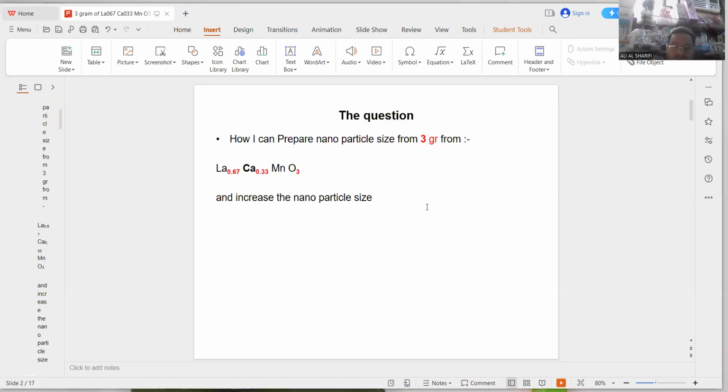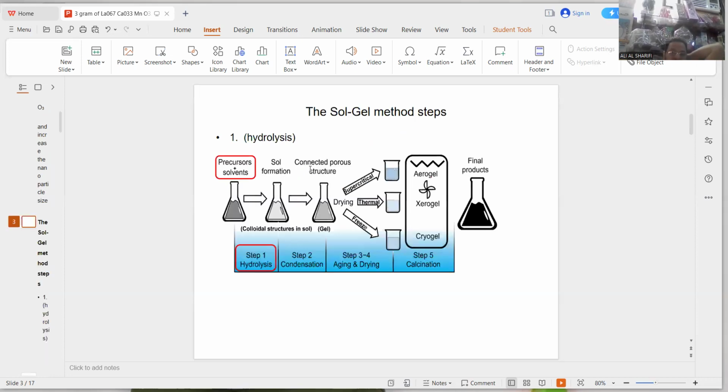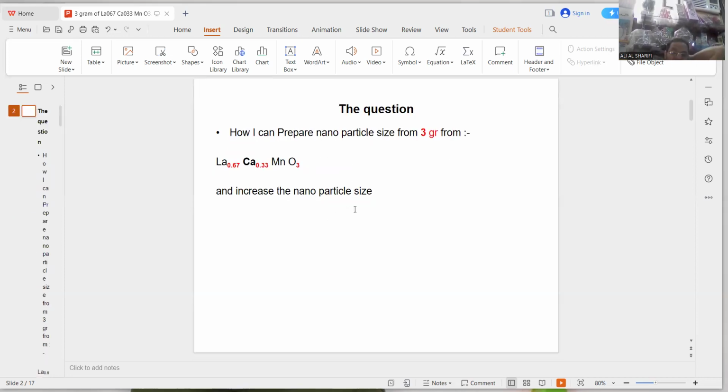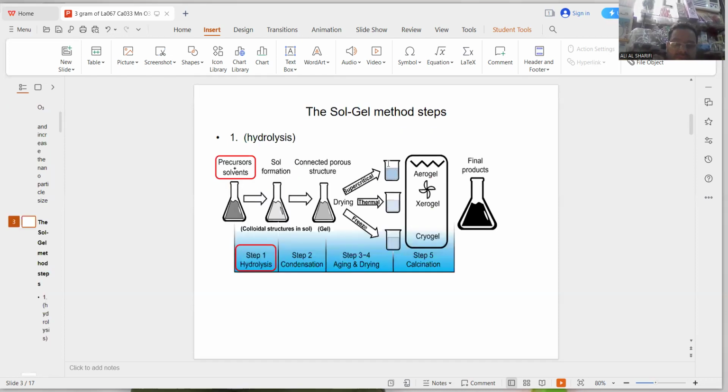Let's go to the next slide. The question is how I can prepare 3 grams of nanoparticle from this structure, doped perovskite oxide, and how I can increase the nanoparticle size. That's related with the agents. That means agents have more than one benefit in sol-gel.